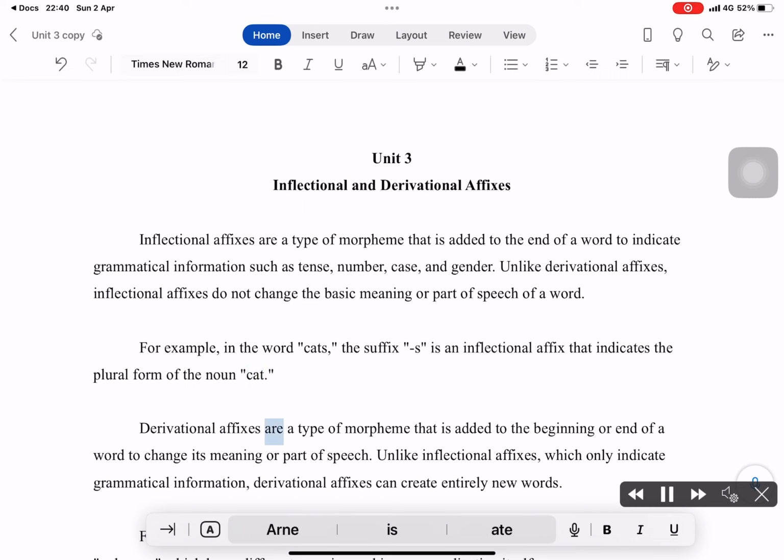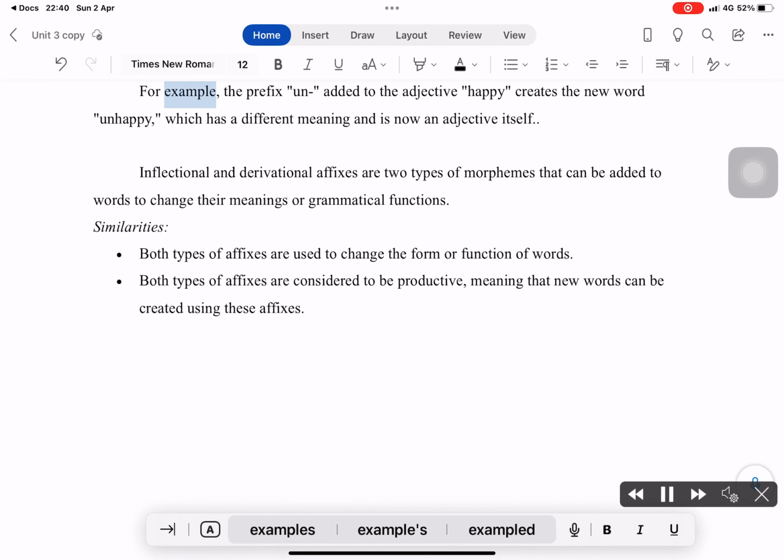Derivational affixes are a type of morpheme that is added to the beginning or end of a word to change its meaning or part of speech. Unlike inflectional affixes, which only indicate grammatical information, derivational affixes can create entirely new words. For example, the prefix un- added to the adjective happy creates the new word unhappy, which has a different meaning and is now an adjective itself.